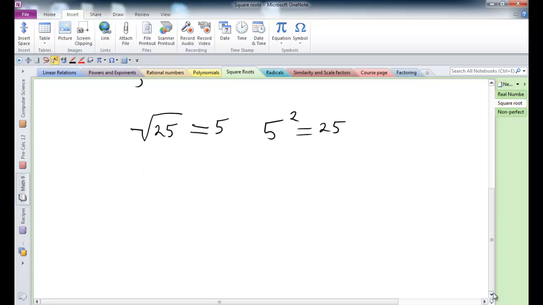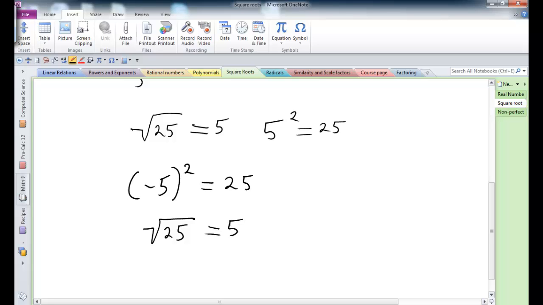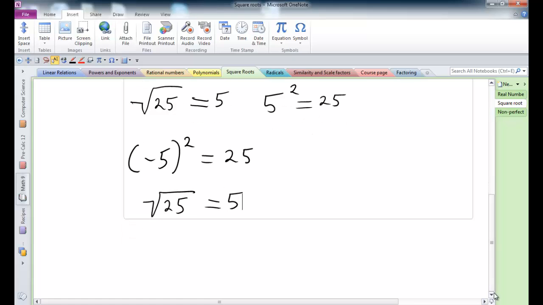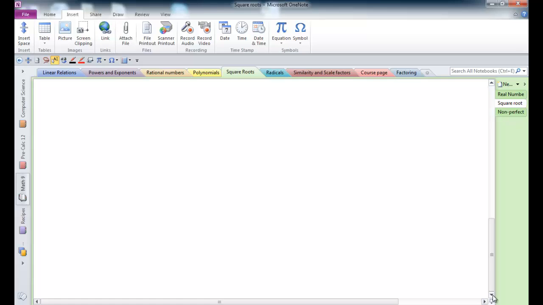Now a lot of you will know that negative 5 squared also equals 25. But by convention, by the rules of math, when we write the square root of 25, it means just the positive root, so just the 5, not the negative 5. It's a good idea to make sure you know all the perfect squares up to 25, and they're in your Michelson book. It will help a lot in grades 10, 11, and 12 if you know them.